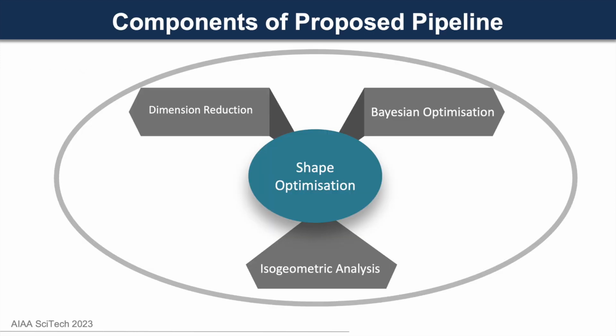To tackle this problem, we connect dimension reduction, Bayesian optimization, and isogeometric analysis. Dimension reduction is to reduce the overall dimensionality of the design space, and Bayesian optimization is to avoid the need of preliminary running or creating a large data set. And isogeometric analysis is for robust design evaluation during the whole process.